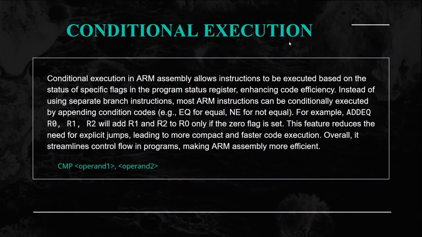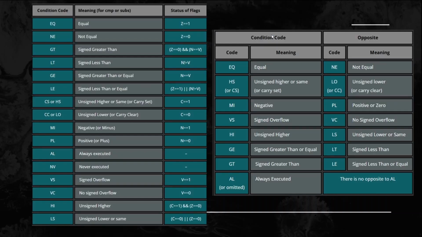The CMP, or compare, instruction in ARM assembly is used to compare two values by performing a subtraction without storing the result. It affects the condition flags in the program status register, or CPSR, which can be used for subsequent conditional execution. The following table lists the available condition codes, their meanings, and the status of the flags that are to be tested.